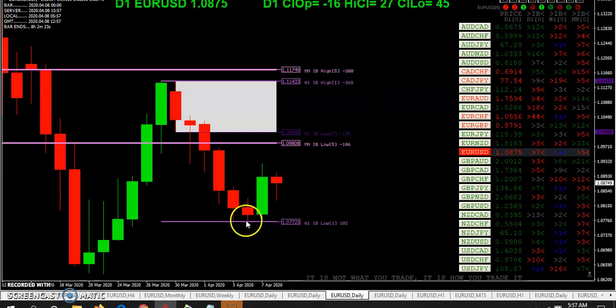Because these inside bars are breakout trades, not reversals. And you can see here on the gray, there's some inside bar trades to be had.